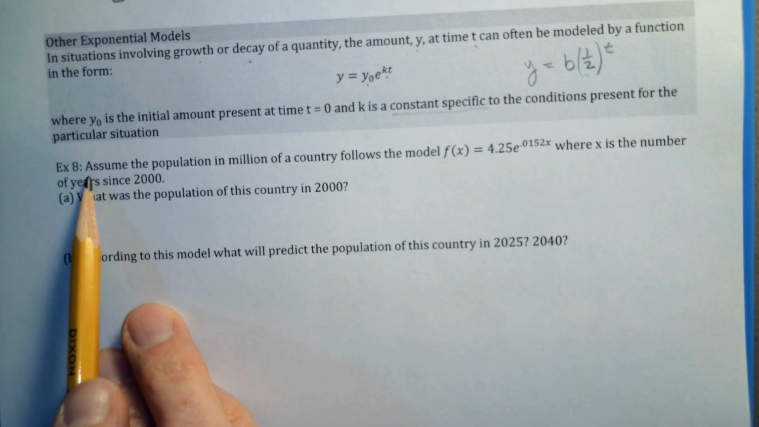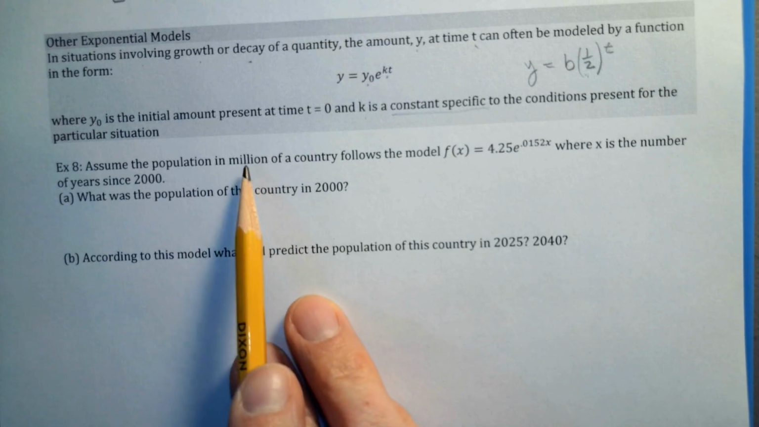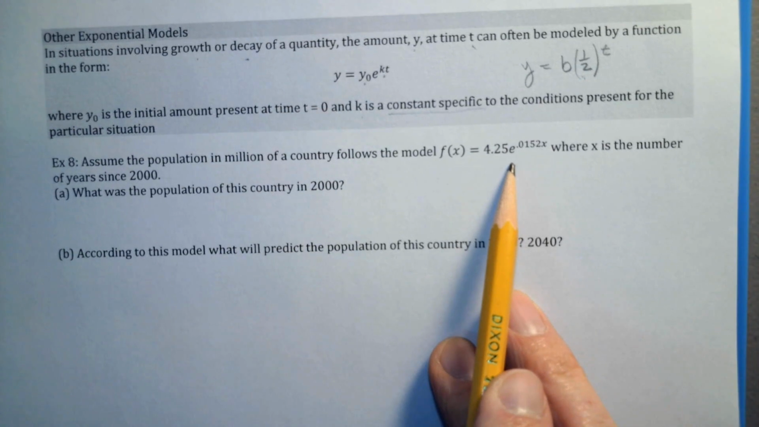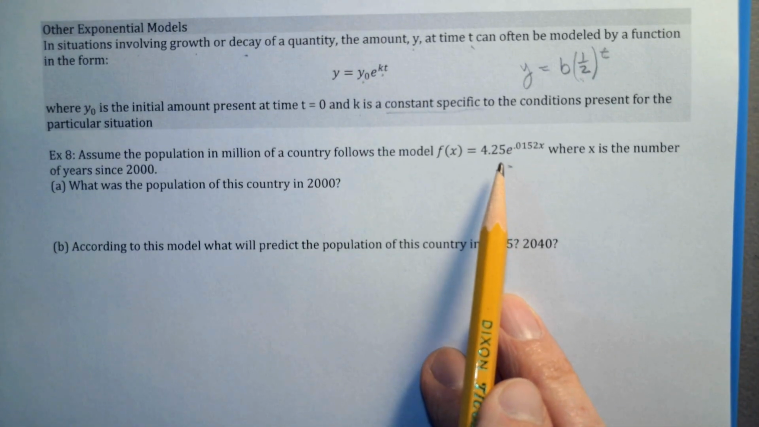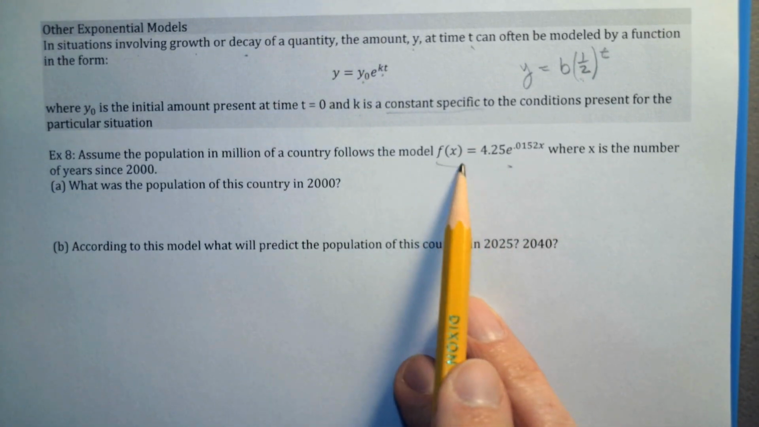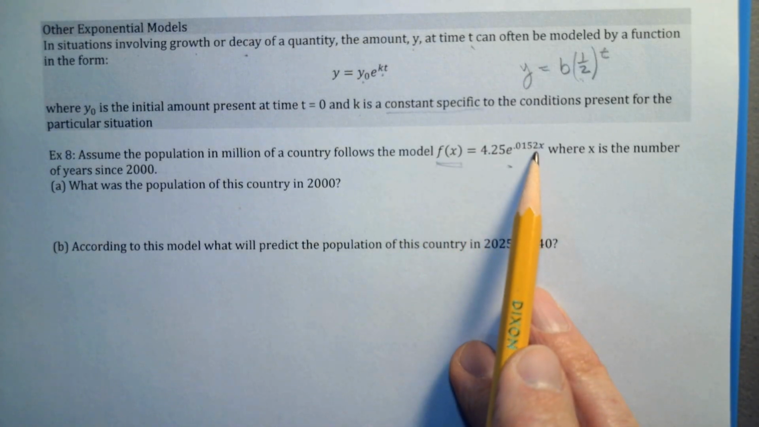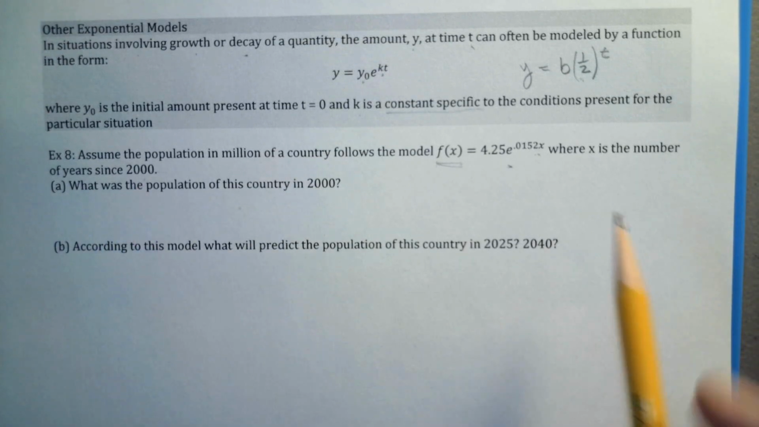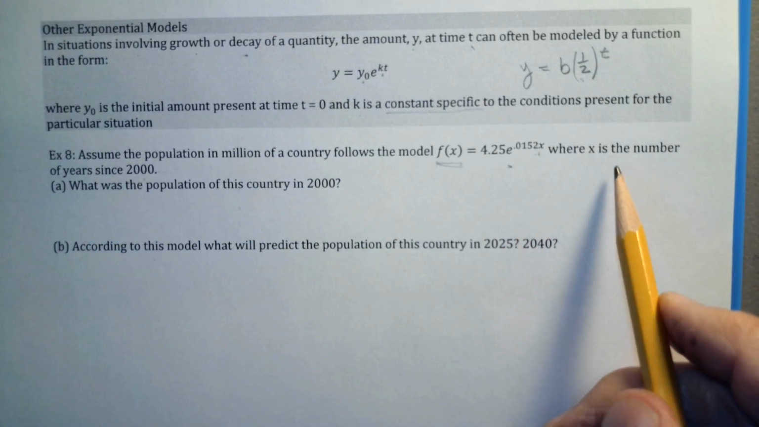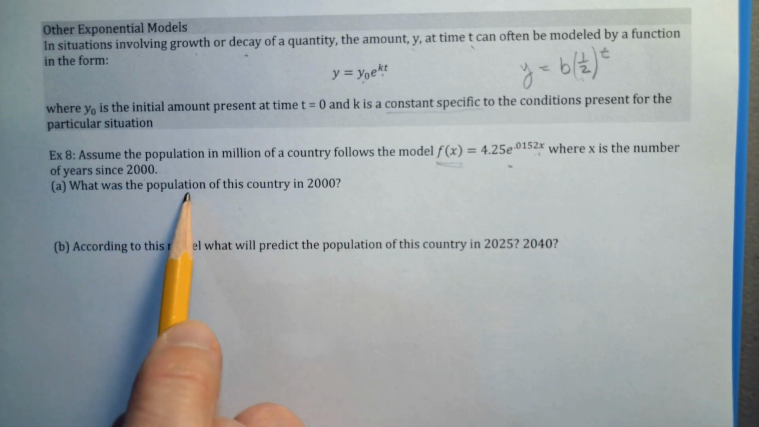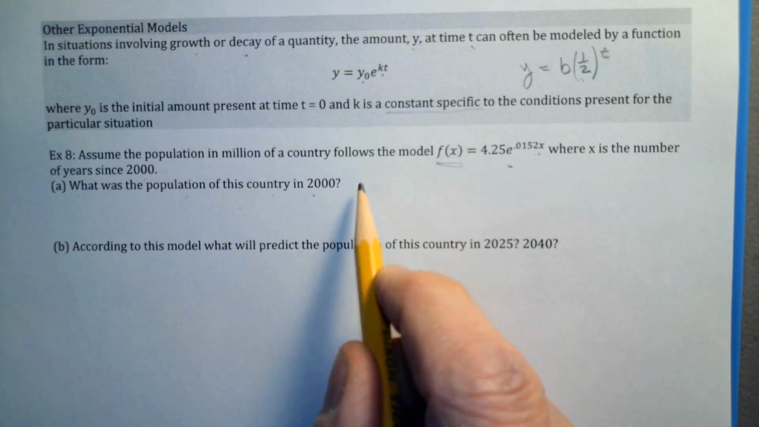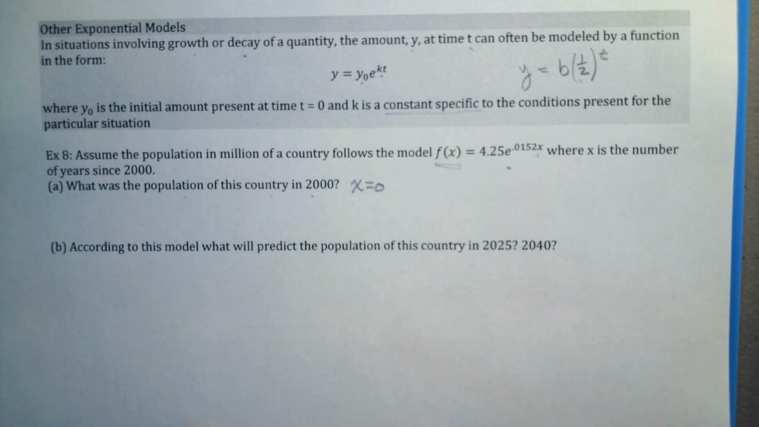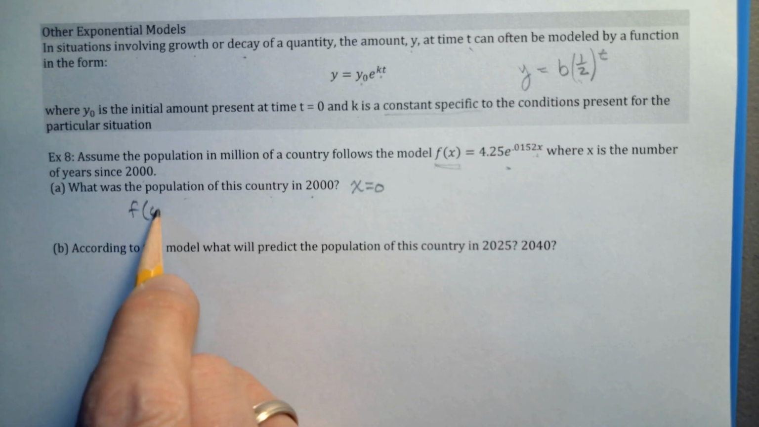All right, so example 8. Assume that the population in millions of a country follows the following model. So this is the population in millions. The output would be the population. x, the variable here, is the number of years since 2000. So if it's 0, it's 2000. So what is the population of the country in the year 2000? That would be an x of 0, right? So we're essentially asking you to figure out what f of 0 is.